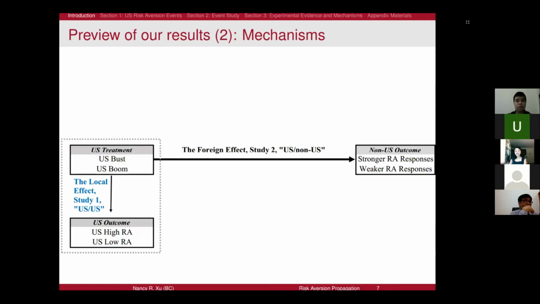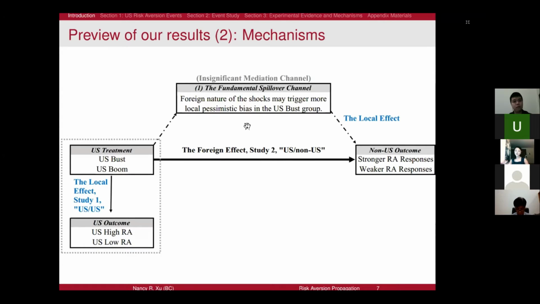Now, in terms of the mechanisms, why is that the case? Again, that was the whole purpose of having experiments. We want to have this controlled environment so we can identify the mechanisms. So you can already have one hypothesis, which we call a fundamental spillover channel. That means the foreign nature of the shocks may trigger more local pessimistic bias in the U.S. bad group.